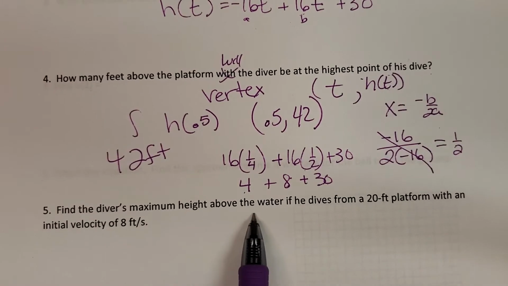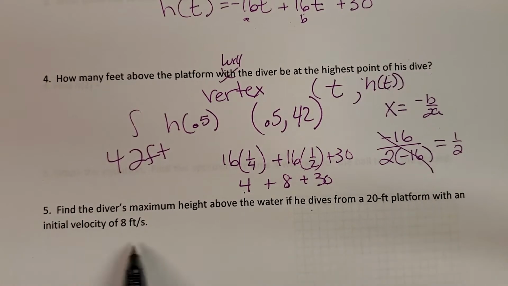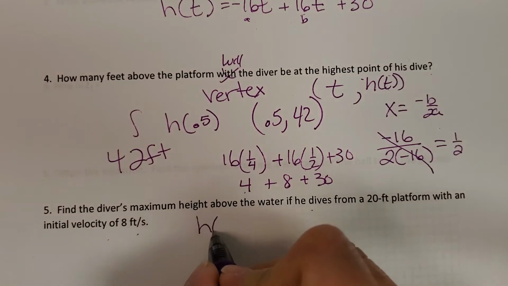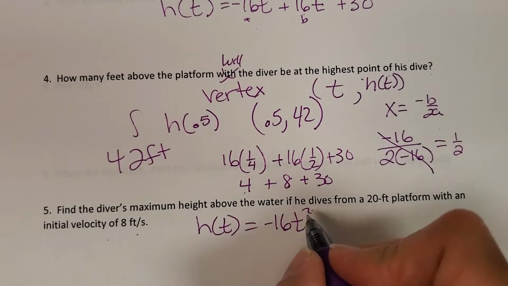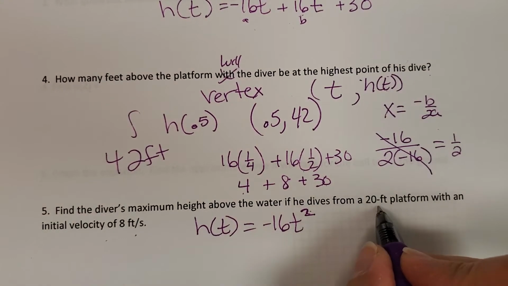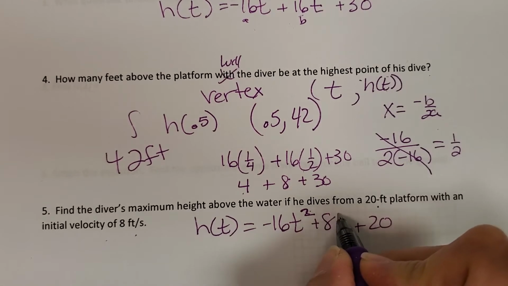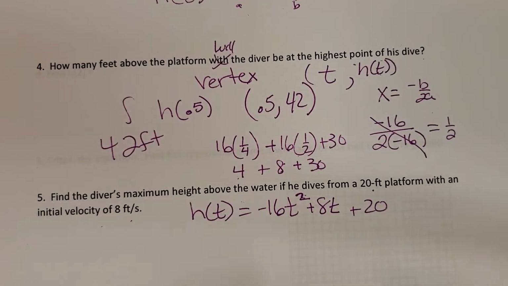Find the diver's maximum height above the water if he dives from a 20-foot platform and his velocity was 8 feet per second. Okay, we can do that because we just make a new function. We say h of t. Remember, what always goes is the negative 16 t squared when we're talking about feet. We know that the platform was 20 feet tall, and we know that the initial velocity was 8 feet. And it says, find the diver's maximum height. That's the y-coordinate of the vertex. So here I go again.